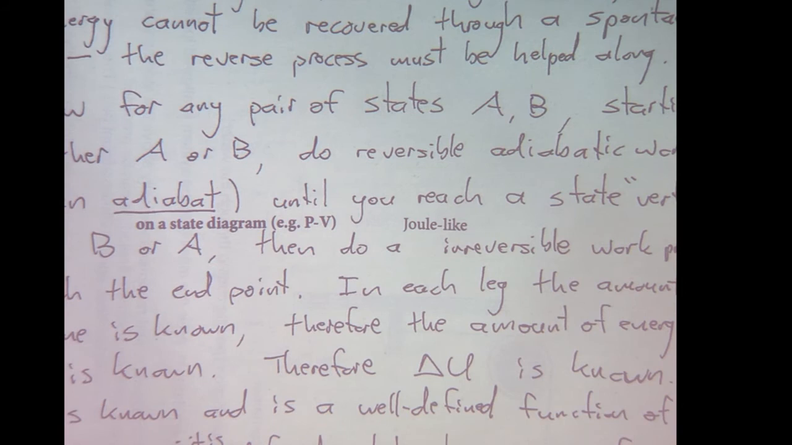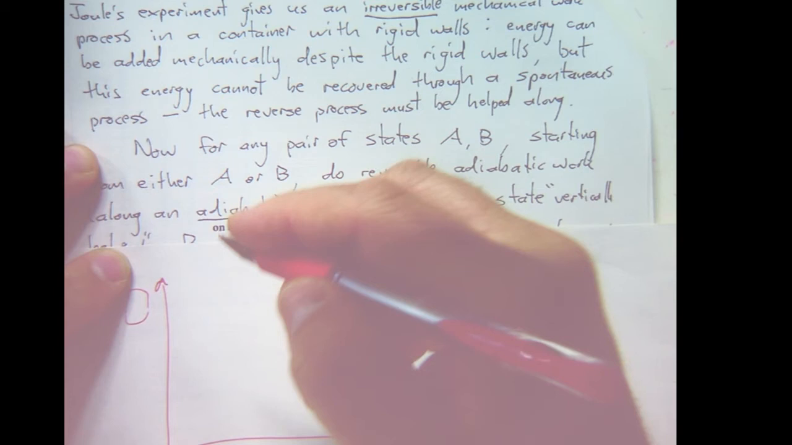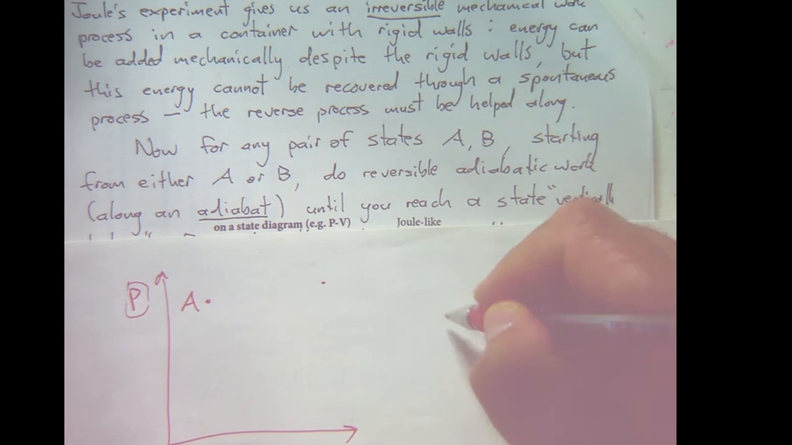Okay. Right, so now what you do is you start off with a state diagram. Let's zoom out. State diagram. Some pair of thermodynamic variables here, and let's say this is P and V. Let's say we're talking about a gas or some sort of fluid.